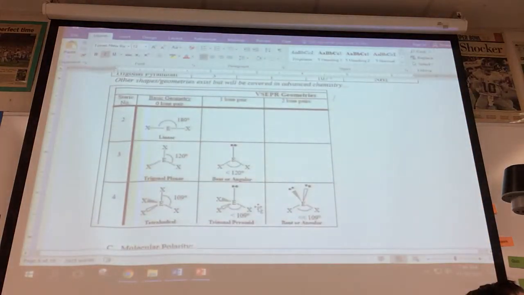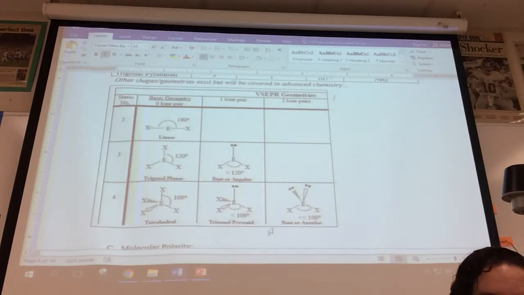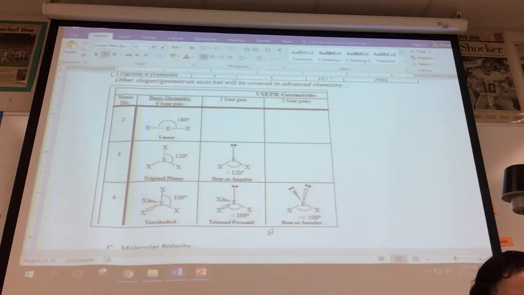In your notes, I tried to include a little table for you so you could see linear, trigonal planar, bent or angular, tetrahedral, trigonal pyramidal, and then the other type of bent or angular. So let's take a look. So you're thinking, oh gosh, this is so hard. I don't know what I'm going to do. Let me show you. We'll do this example together, and then you'll try several examples with your partner.